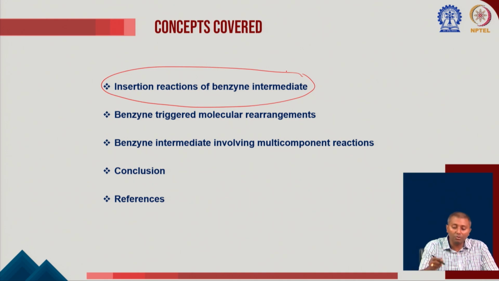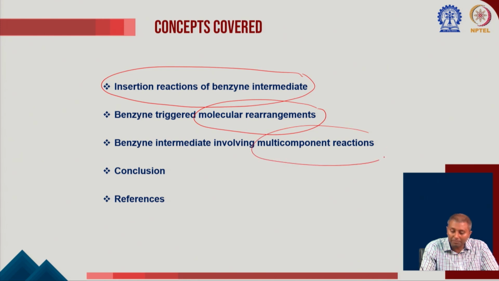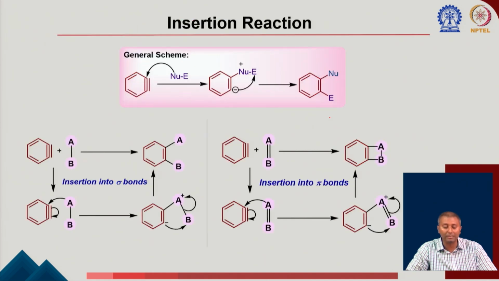And then we are also going to discuss some of the molecular rearrangements. I think some of the rearrangements you have already learned in the previous classes, in the case of the carbocation or the carbanion, but you are going to see them again here, now with benzyne in the reaction. And then we are going to talk about multi-component reactions. Multi-component reaction means one component will be benzyne, then there will be 2-3 other components going to form a complex product. Okay, so let's start with the insertion reaction.